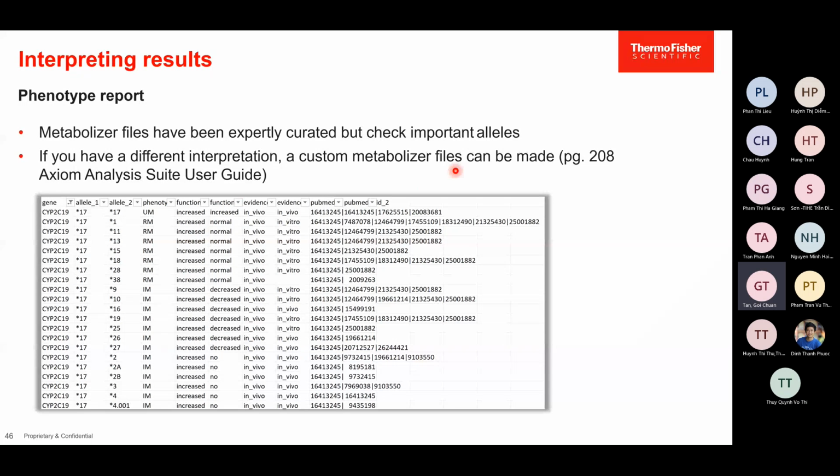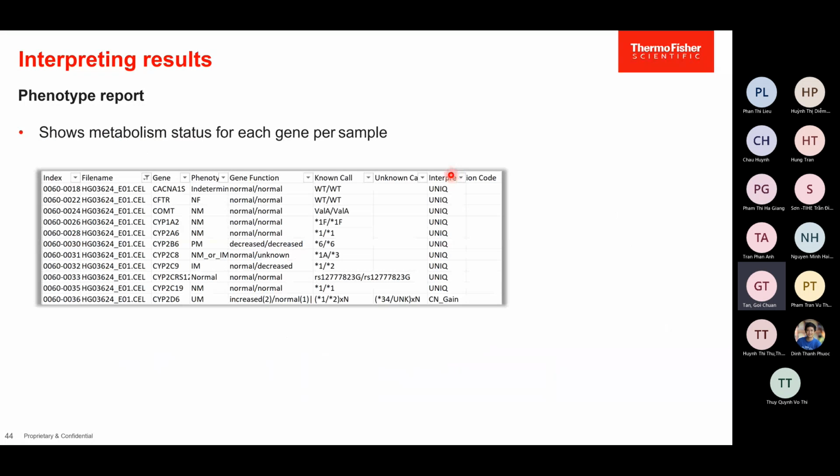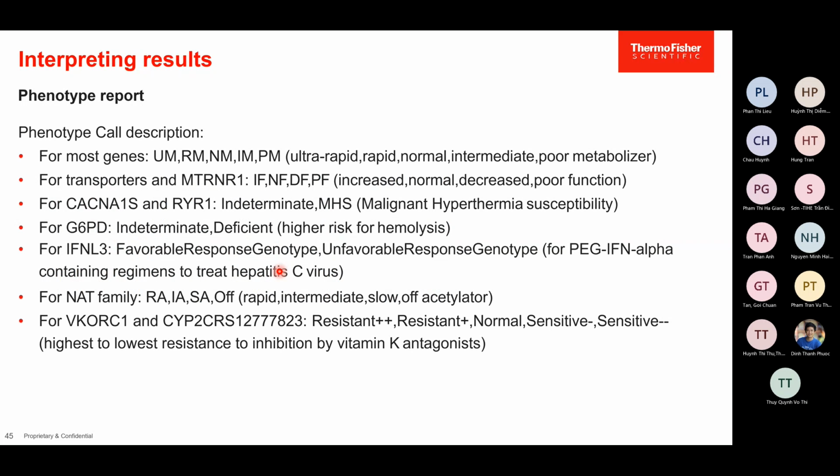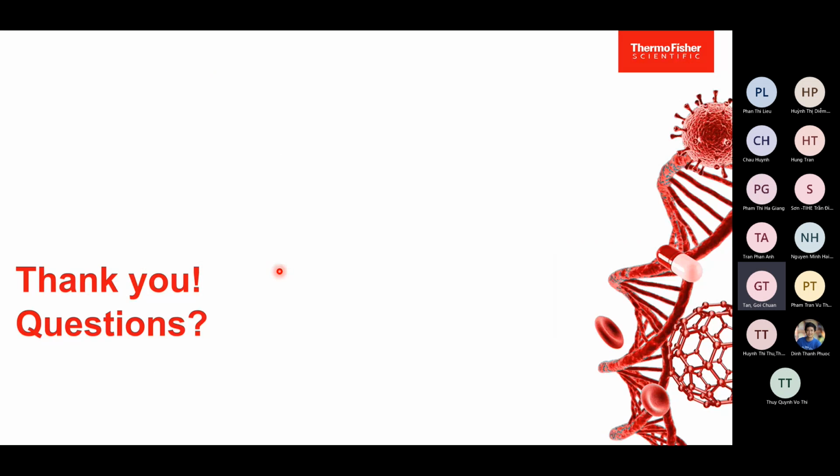And next time in your phenotype report, for example here, if STAR1/STAR2 is maybe not increased or decreased but normal, then you can change it. Then it will be reflected in your final reports. That's it.